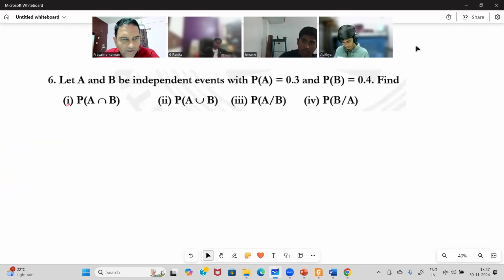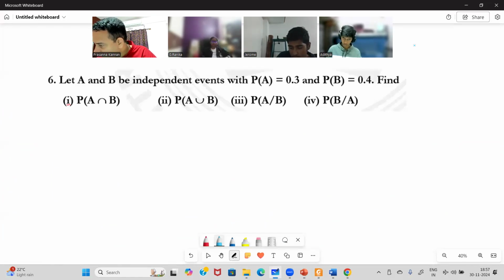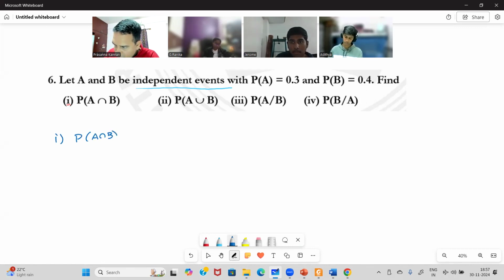Let A and B be two independent events with P of A 0.3, P of B 0.4. Find the following. Very simple question. It is given that the two events are independent. Jerome, when two events are independent, what is P of A intersection B? P of A into P of B, sir. Very good.